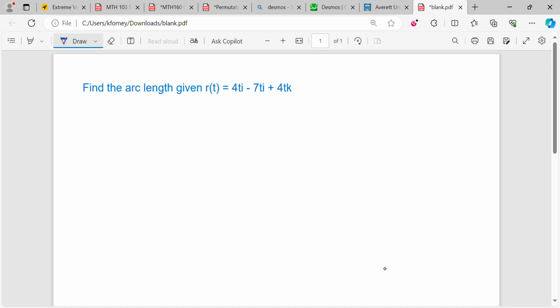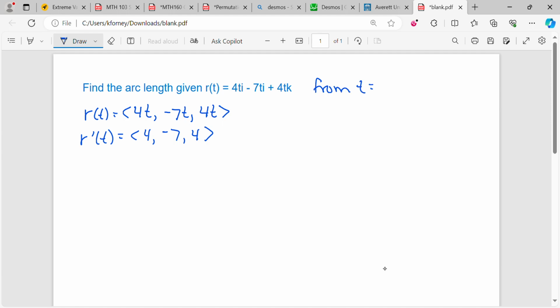We want to find the arc length given the function. So the first thing we do is rewrite it as our vector. We have 4t, negative 7t, and 4t. So from here we then find the derivative, and that is 4, negative 7, 4. And we want to find this from t equals 0 to t equals 4.